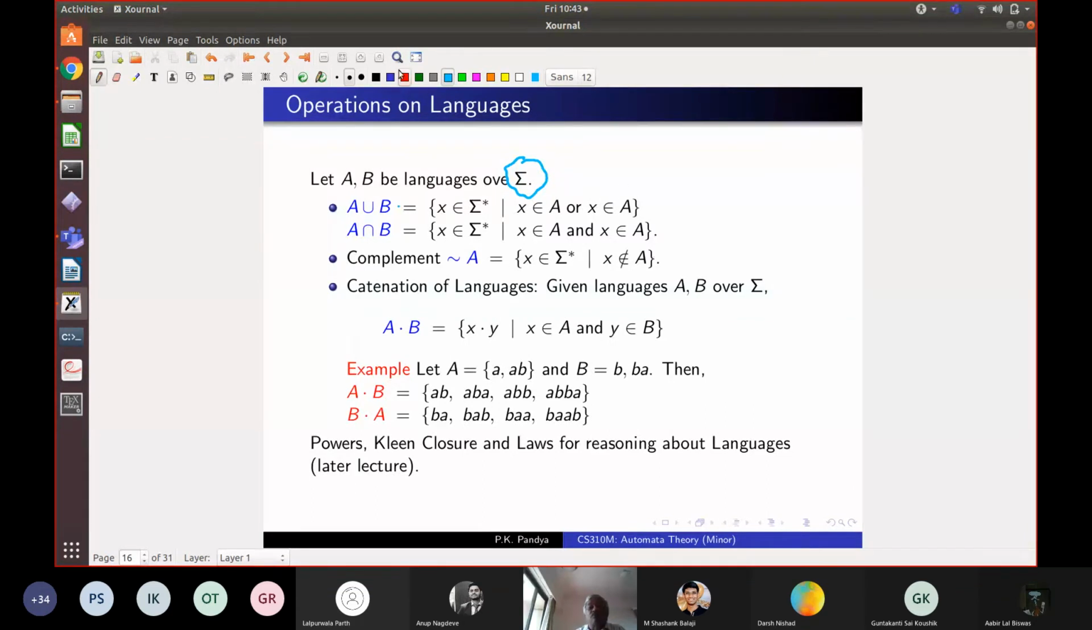this should be B. So I have made a mistake. This should be B, and similarly here this should be B. I'm sorry, I'll correct this slide.